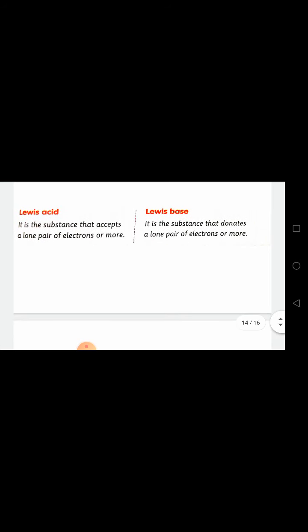And this lone pair, if donated to another atom, will be a base. And the other atom, substance or molecule which accepts this lone pair of electrons will be an acid according to Lewis' theory. This donation may be one pair or more, and also this acceptance may be one pair or more.